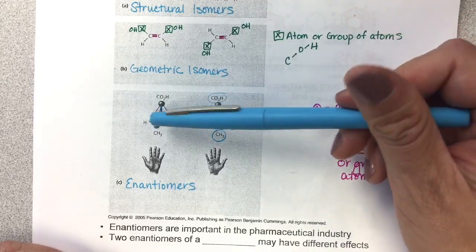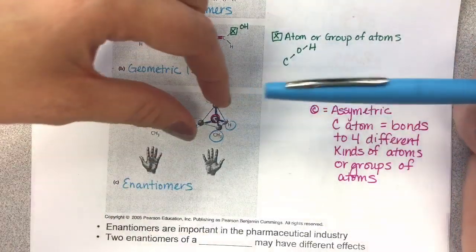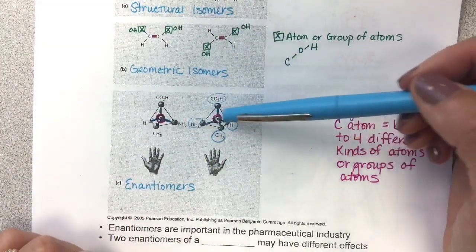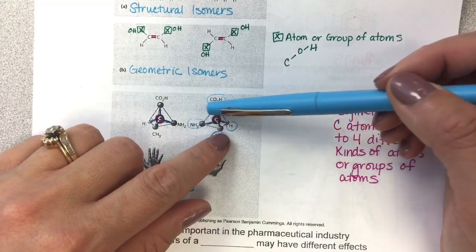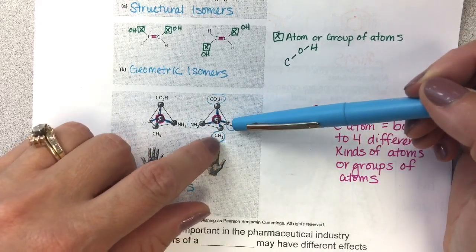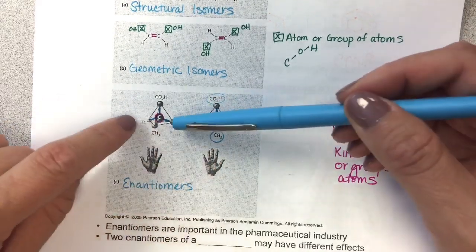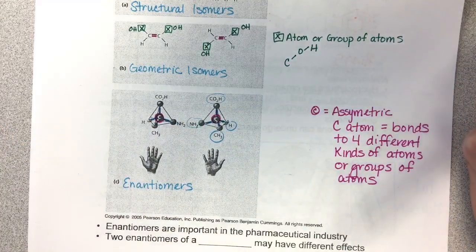A lot of people go, oh, well, let's just twist it. If we imagine we twist it, the NH2 is over here, but if we twist it, the NH2 is going to be over here, the H is going to be here, and the CH3 is going to be here, and so it won't look the same as that. And so these guys are enantiomers.